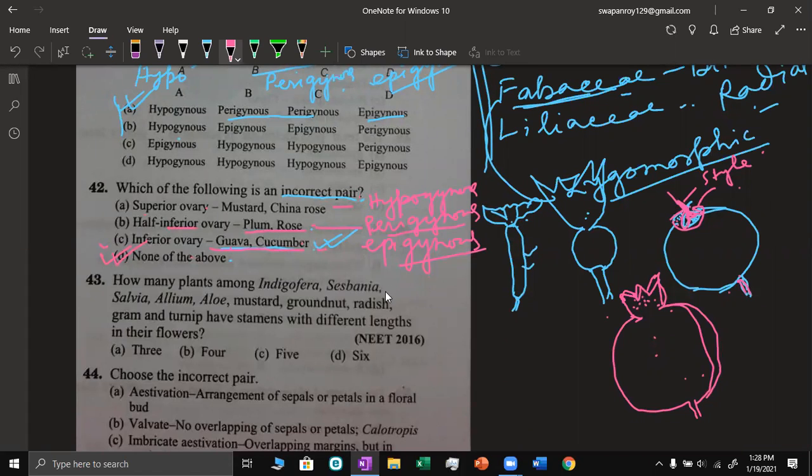Next question. Here the question is in a little bit different way. How many plants among these, Indigofera, Sesbania, Salvinia, Salvia, Allium, Aloe, Mustard, Groundnut, Radish, Gram, and Turnip, have stamens with different lengths in their flower? Which flower has different lengths of stamen?